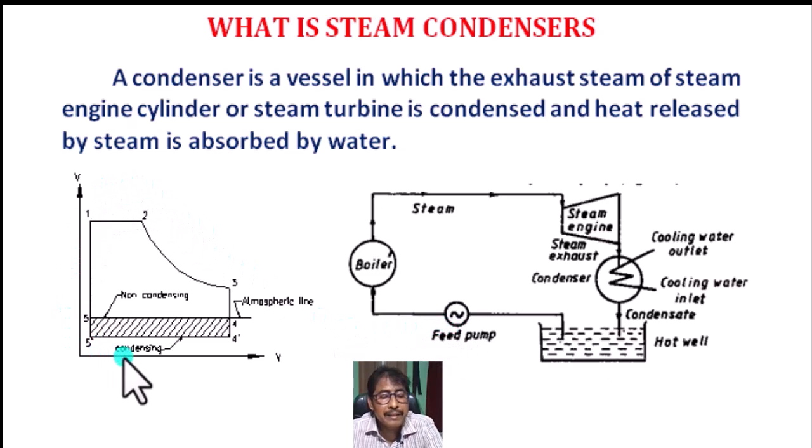On the left side, this is the PV diagram of the working of a steam power plant. The horizontal line represents volume and the vertical line represents pressure. This is the boiler pressure. This is the condenser pressure. Points 1 and 2.